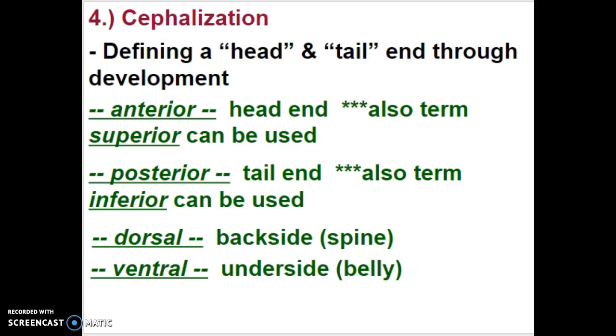So in order for animals to be this complex moving and thinking group that we are, we need to figure out which end is up. Cephalization is where we define a head and a tail end through development. There are some anatomical terms that you'll need to be familiar with because we will be discussing these, especially when we start our fetal pig dissections at the end of this unit. But if you want to define a head and a tail or a top and a bottom end through development, there's a couple of different ways you can do this.